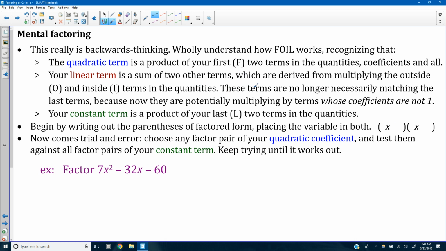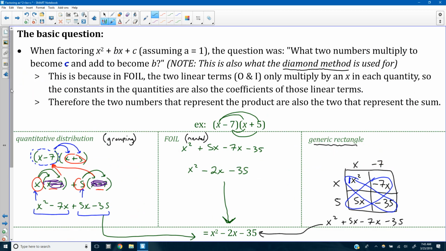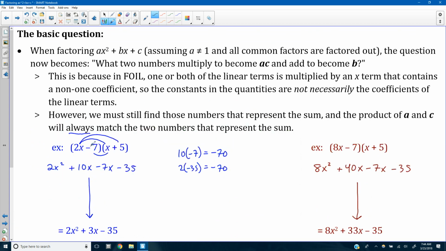Here's the big part. These terms are no longer necessarily matching the last terms because now they are potentially multiplying by terms whose coefficients are not 1. What does that all mean? Let's go back to when I FOILed this back here. Remember when we multiplied x by 5, we got 5x, and negative 7 times x, we got negative 7x? Yeah, unfortunately, now that we're mentally factoring quadratic polynomials with a non-1 coefficient, this 5 will no longer necessarily just be a 5x. And this negative 7 here will no longer necessarily just give you negative 7x, as demonstrated in these problems right here. This negative 7x may have still been here, but this 5 is no longer here.